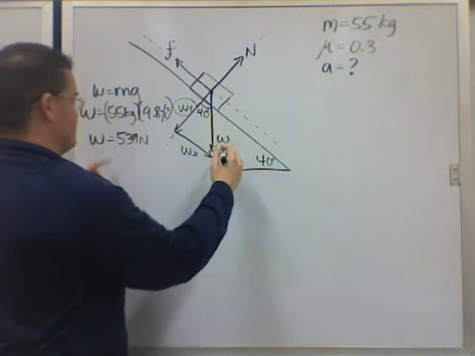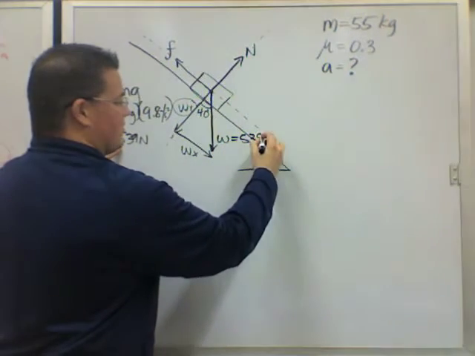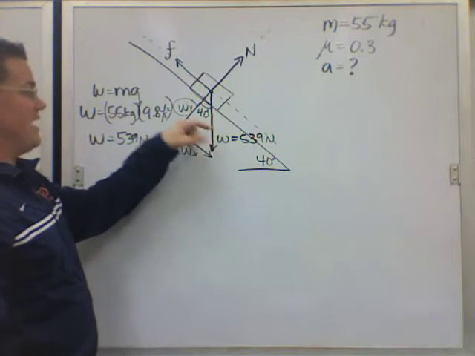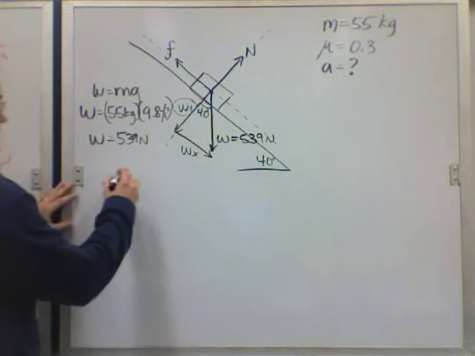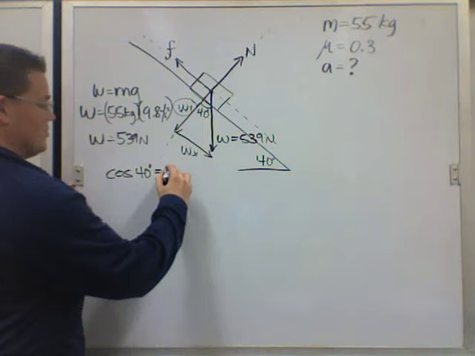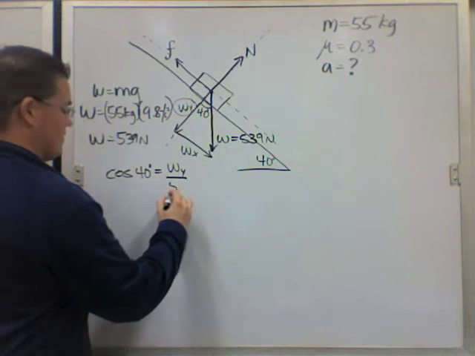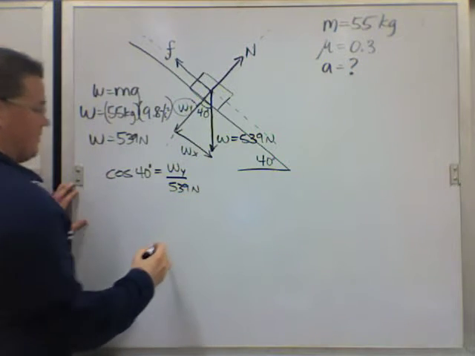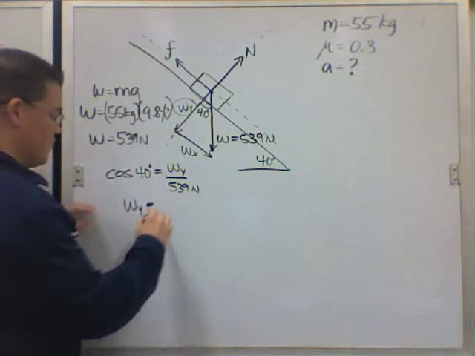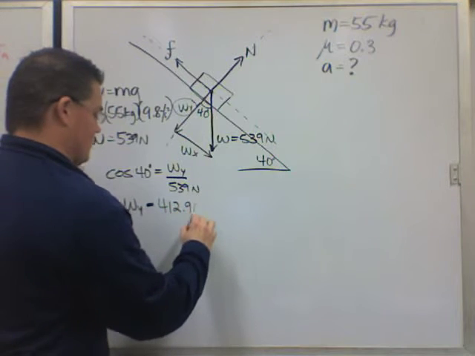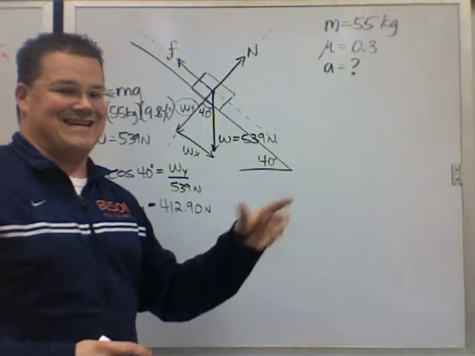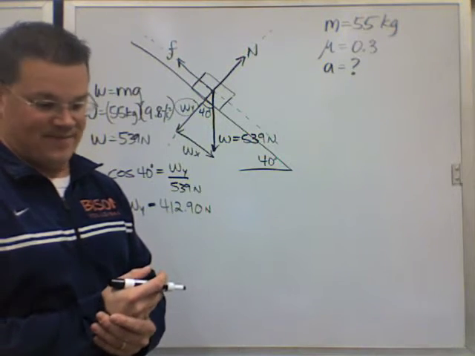This is our hypotenuse. This weight is 539 newtons. That's 539. And we've got this angle. This is hypotenuse. That's adjacent. We're going to use cosine. So cosine of 40 degrees equals Wy over 539. When I rearrange that and I solve, I get Wy to be 412.90. Now I believe in my calculator I got 412.897, but I went ahead and I rounded that.